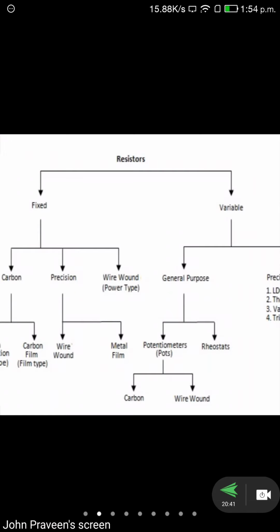These are generally used for street lights. Automatic street lights work with the help of the LDR. When sunset comes, the lights automatically turn on. When sunrise happens, the street lights automatically cut off or turn off. That is the application of the LDR.